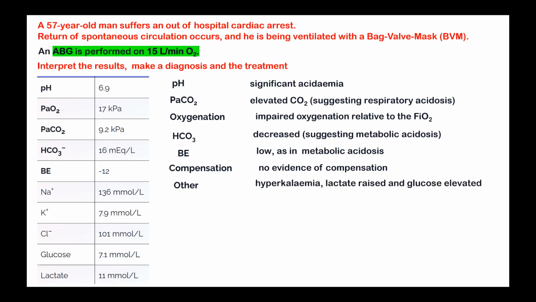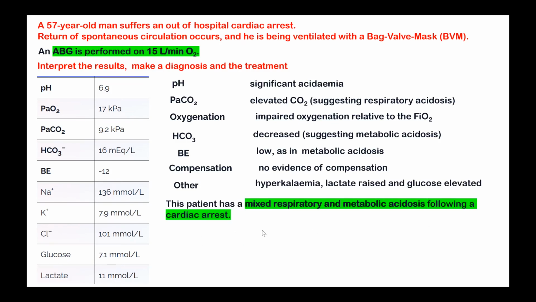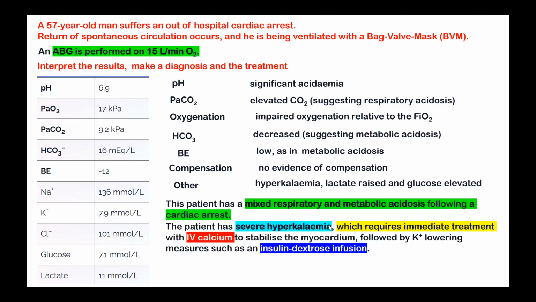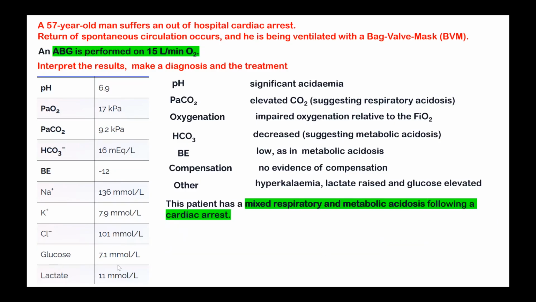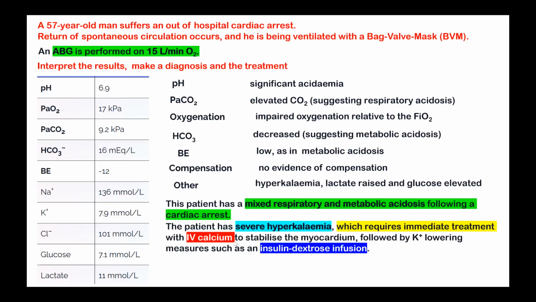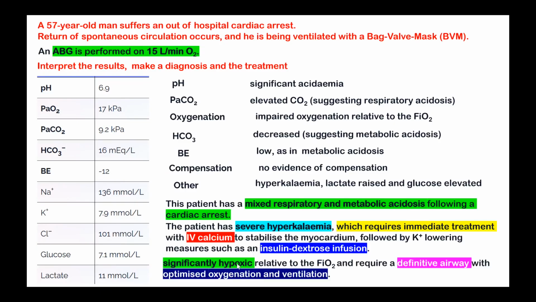So what is the diagnosis? Mixed respiratory and metabolic acidosis. It's a mixed respiratory and metabolic acidosis following cardiac arrest, and the patient has severe hyperkalemia. It requires immediate treatment. What is the treatment of hyperkalemia? IV calcium gluconate first and foremost, then insulin dextrose. So it requires immediate treatment with IV calcium followed by insulin dextrose. And significant hypoxia relative to the FiO2 requires a definitive airway and optimized oxygen and ventilation. Okay, so these are all the treatments that should be thought about.